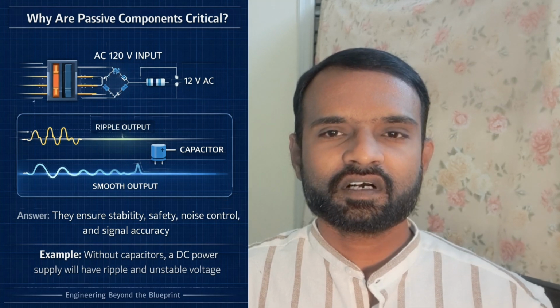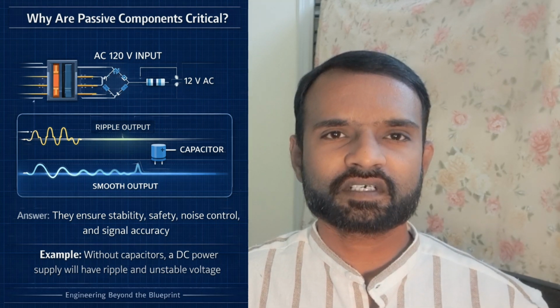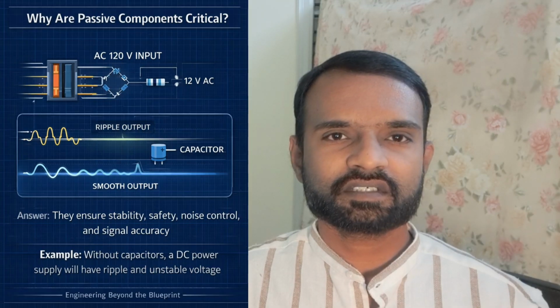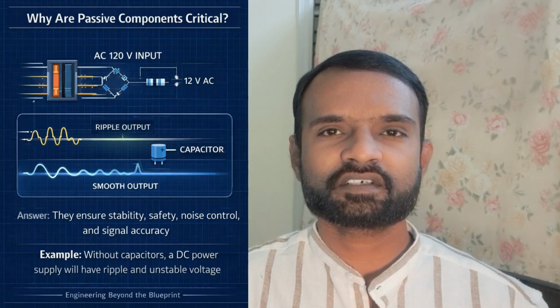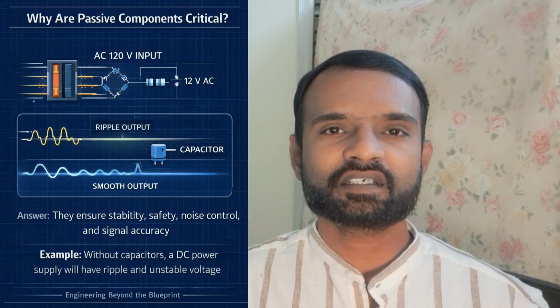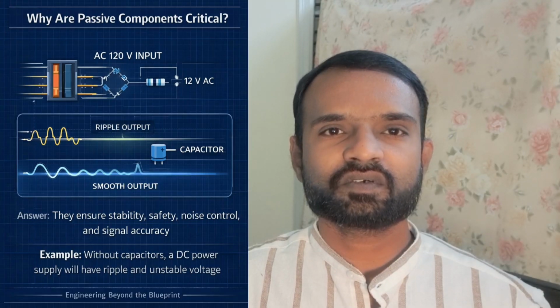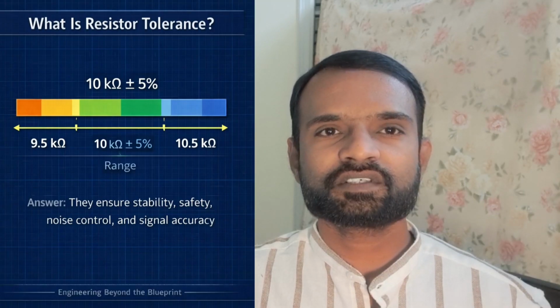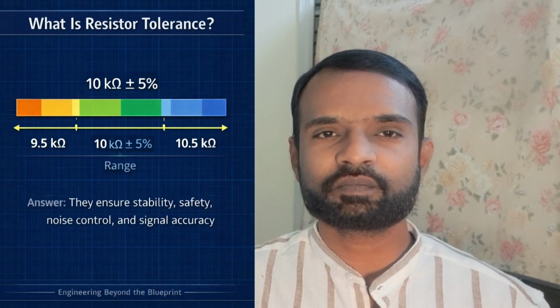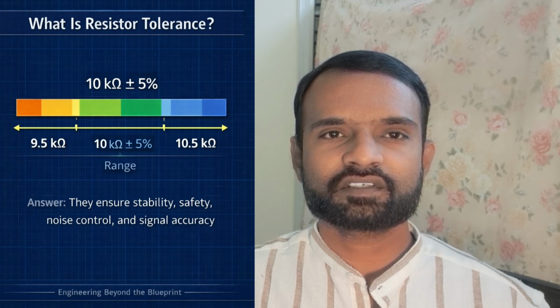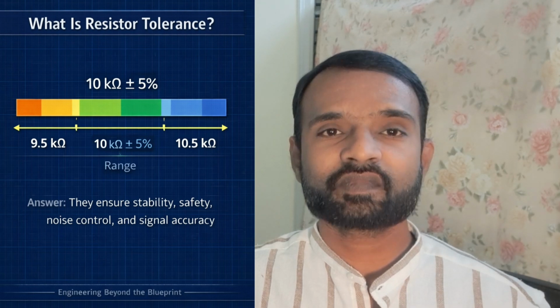Next comes, why are passive components critical? The answer is that they ensure stability, safety, noise control, and signal accuracy. Example: without a capacitor, a DC power supply will have ripple and unstable voltage. What is resistor tolerance? The tolerance shows how much the actual resistance can vary. It could be plus or minus 5% if you consider a 10k ohm resistor, so it could be somewhere between 9.5 kilo ohms and 10.5 kilo ohms.